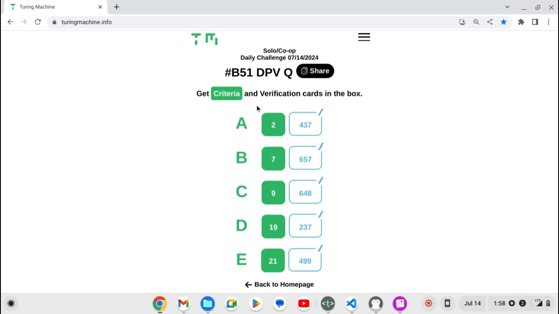So in today's puzzle, we're using the following 5 criteria cards. Criteria card 2, 7, 9, 19, and 21. And the puzzle uses the blue verification cards. The code above is your way to get more information on today's puzzle by searching the code on turingmachine.info. Let's go solve.